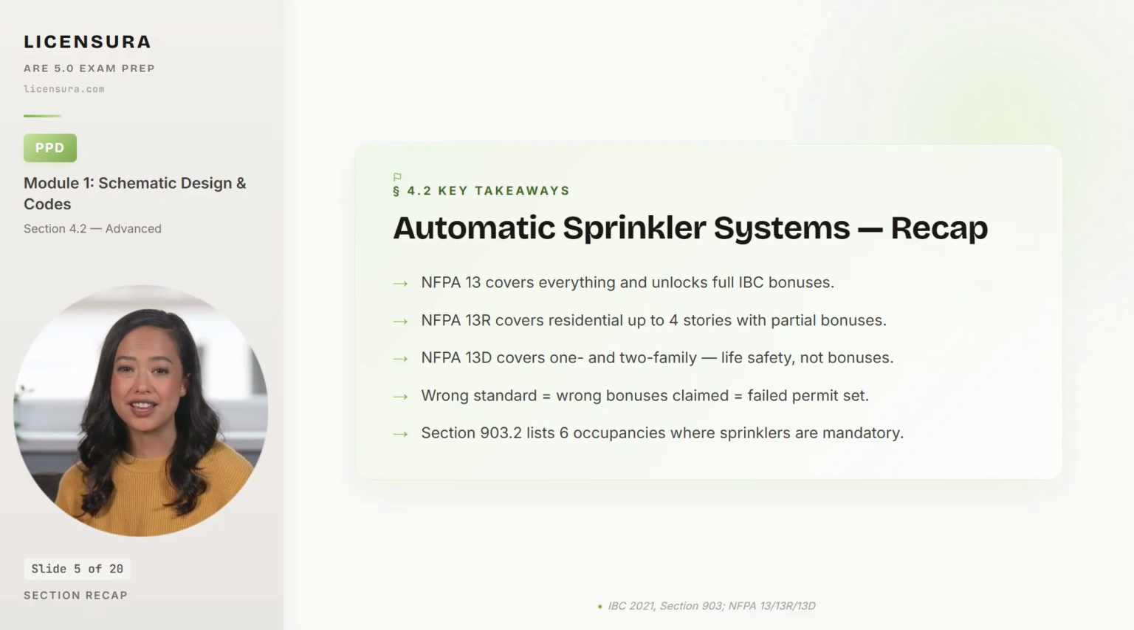Third, NFPA 13D applies to 1 and 2 family dwellings and is fundamentally a life safety standard with minimal bonus rights. Fourth, specifying the wrong standard means claiming bonuses the building has not earned, and that mistake fails the permit set when the inspector catches it. And fifth, Section 903.2 enumerates 6 occupancies where sprinklers are mandatory: Group A, over 300 occupants or 12,000 square feet. Group E, Group F-1, and any Group H, I, or R occupancy. And that list answers most exam questions on this topic.